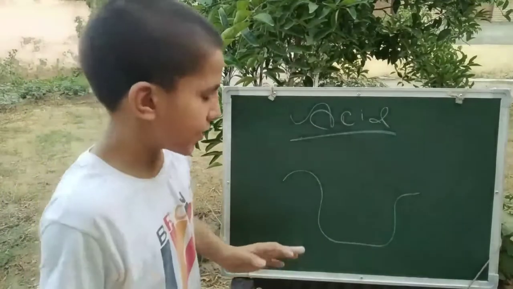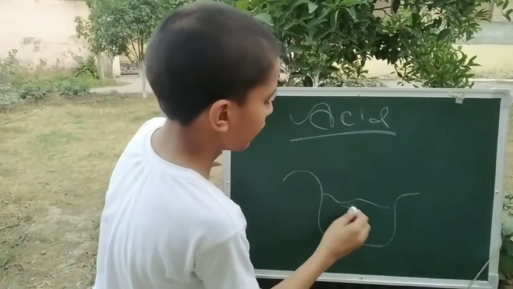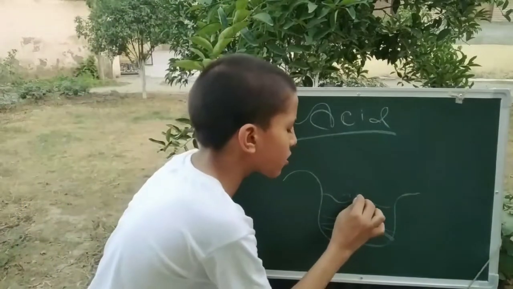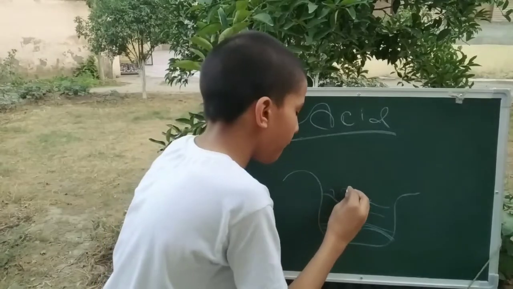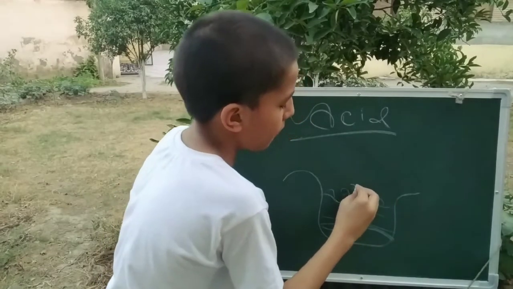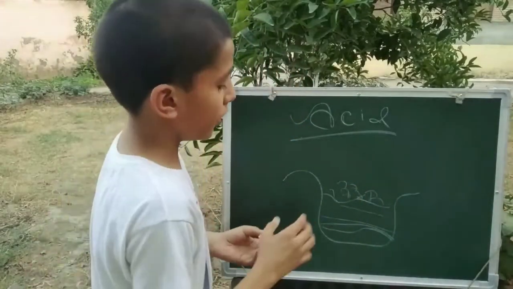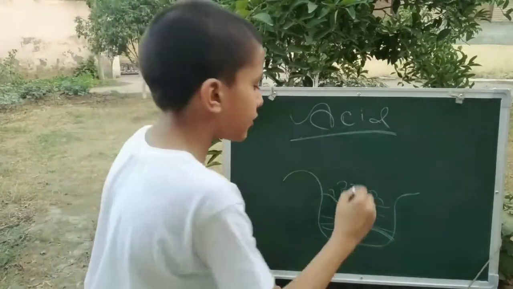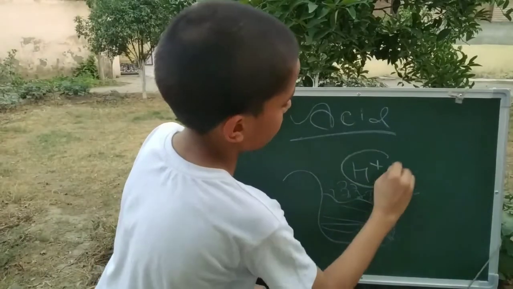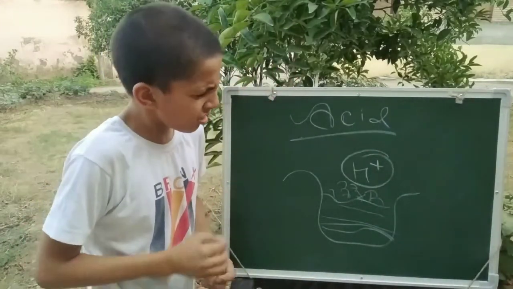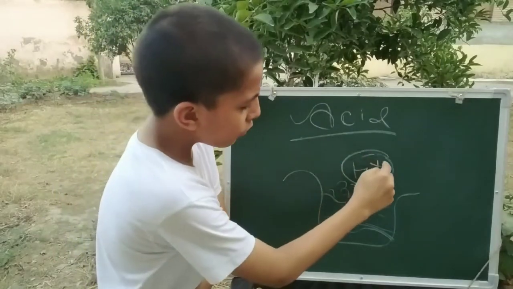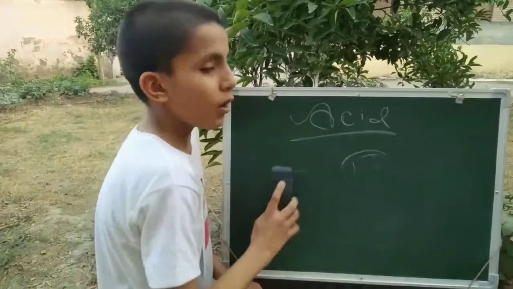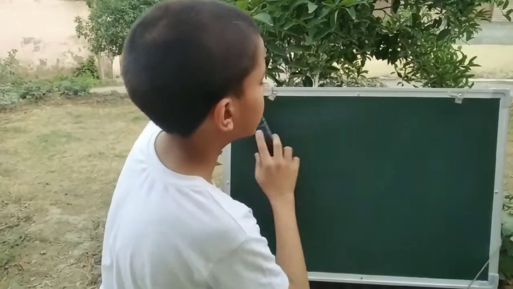When acids are in water, they release some bubbles, like these bubbles in this beaker. When the acid is there, it releases H plus, meaning hydrogen plus. Why is this plus here? Why not only H? I'll tell you why this happens.